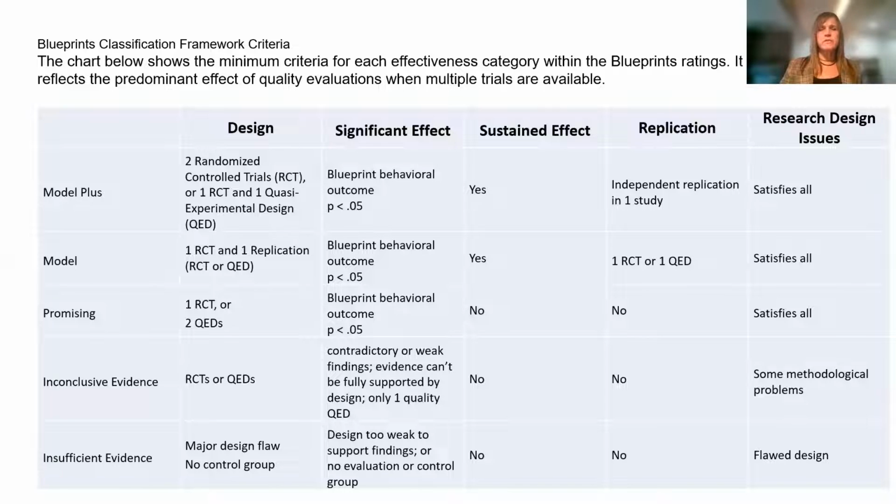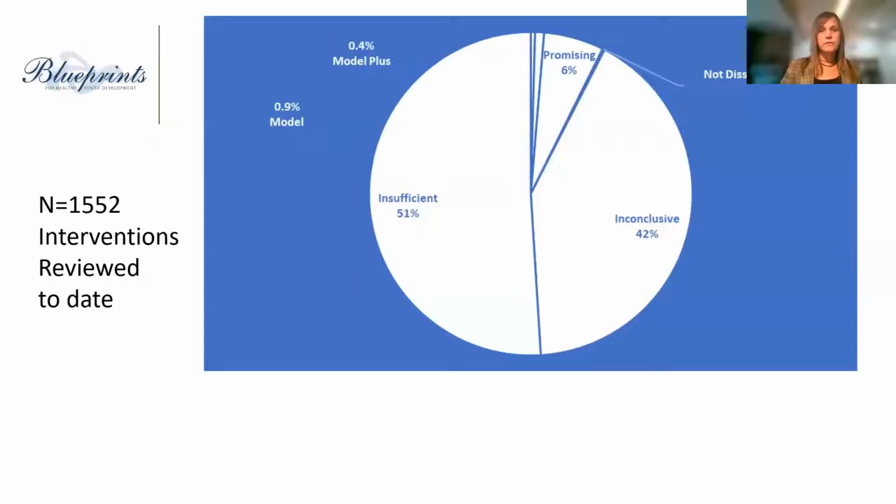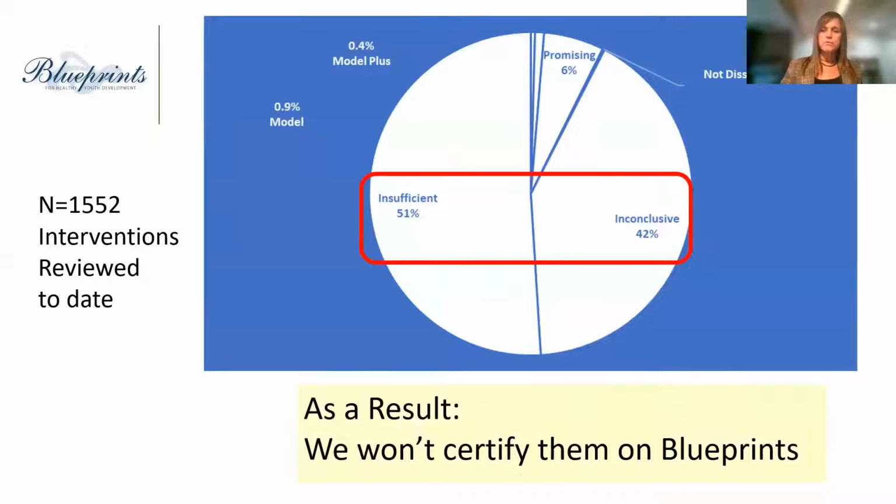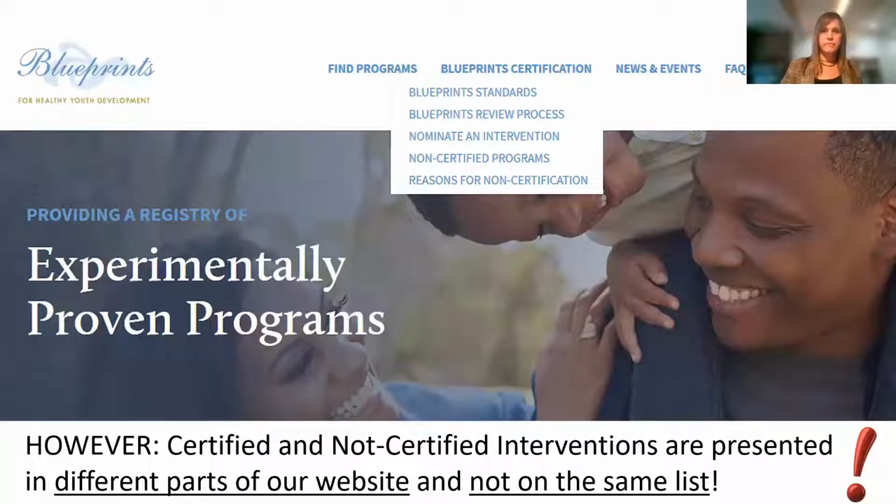And there's lots of different considerations we go through in making these conclusions. We look at the design, we look at the effects, whether they're sustained, whether the information has been replicated, etc. What I have for you now is a slide showing we've looked at, as I mentioned previously, over 1,500 interventions that were reviewed to date. And according to the slide, the majority of them actually fall within the insufficient or inconclusive range of our evidence continuum. And as a result, we won't certify them on Blueprints.